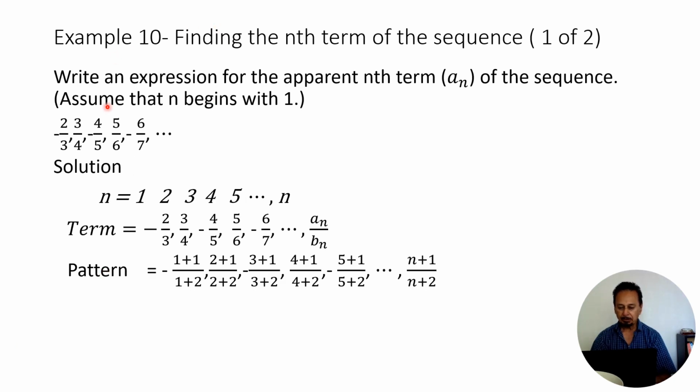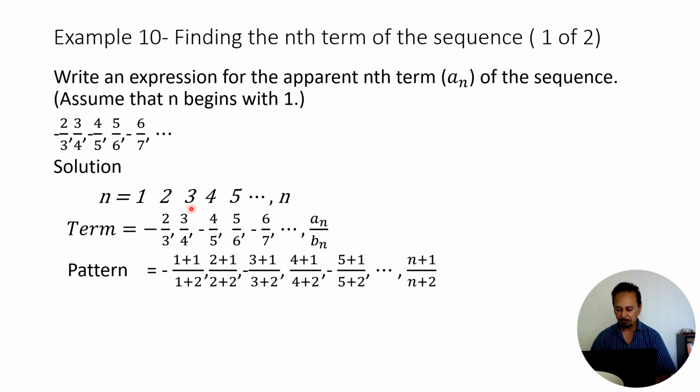So example 10, write an expression for the nth term of the sequence. Assume that n begins with 1. So here we have a sequence negative 2/3, 3/4, negative 4/5, 5/6, and negative 6/7, and so on. So let's start with n standing for the number of the term. So number of term is 1, the term is negative 2/3. Number of term is 2, the term is 3/4.